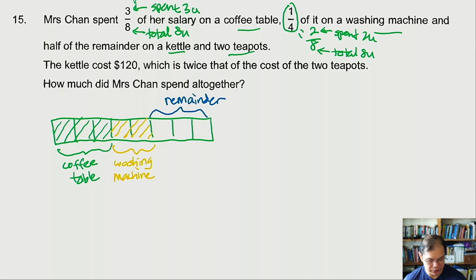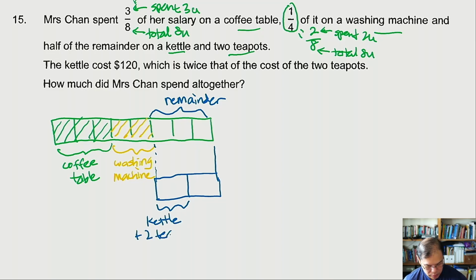Now half of it, I can draw a pull down model. Okay, draw a pull down bar. Half of it goes to kettle and 2 teapots. Now the kettle costs $120, which is twice that of the cost of 2 teapots.